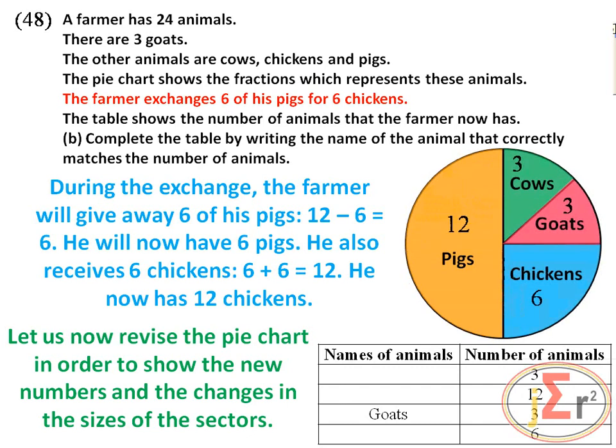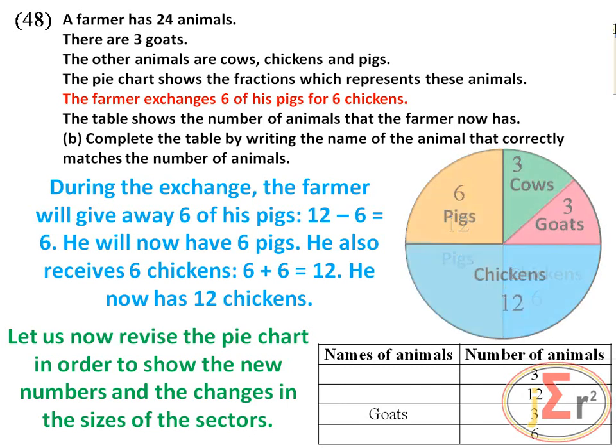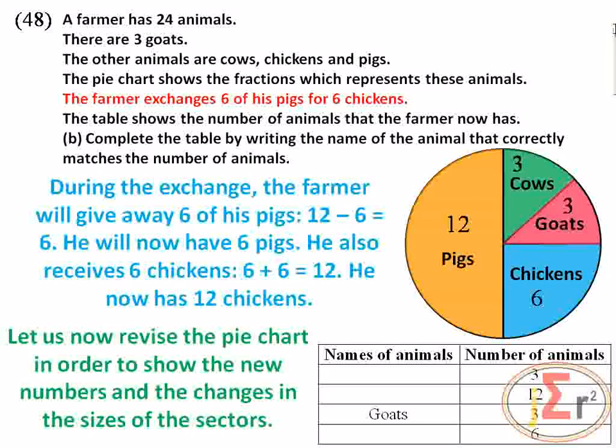Alright, like that. But why can't we just do that, Jerry? Well, we cannot just do that. We have to understand that if he has another 6 chickens, that will be how many chickens, Jerry?